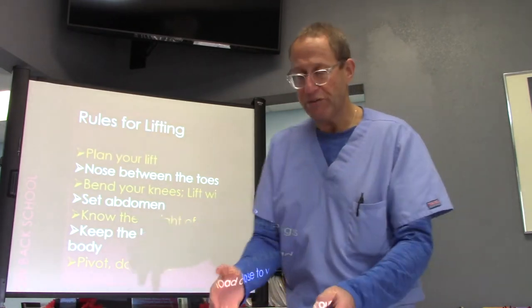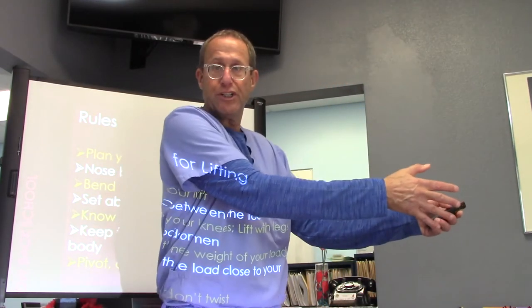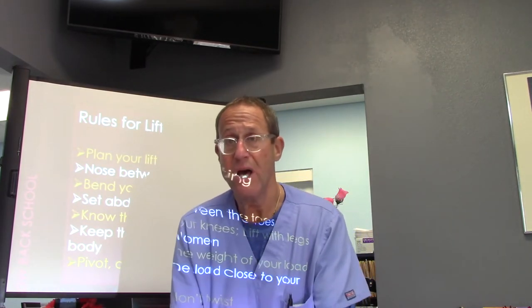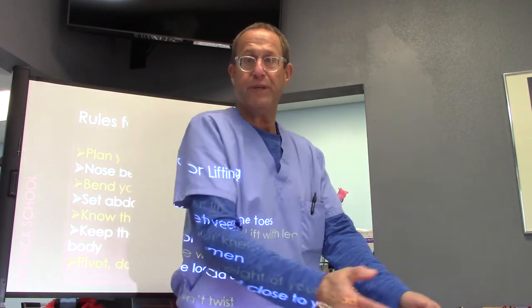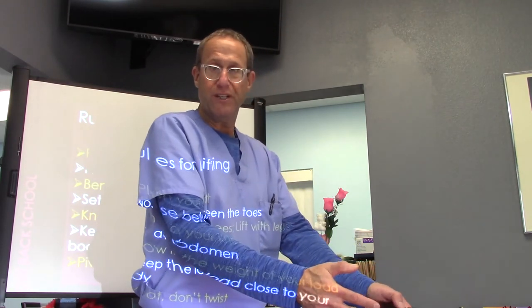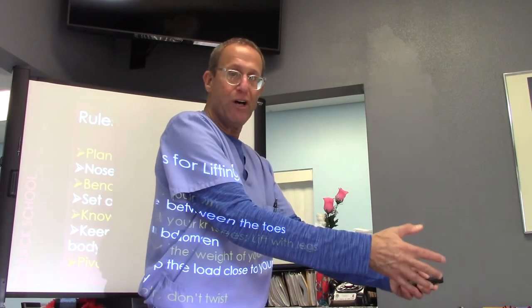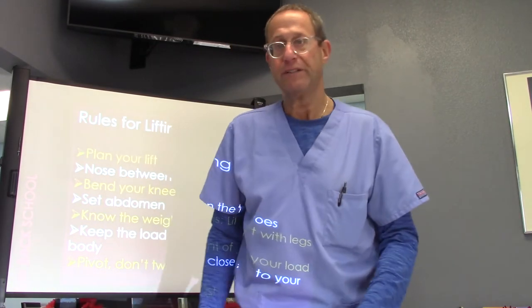Pivot, don't twist. So if I'm going to lift something over here and I'm going to put it on a shelf over here, what I'm going to do is I'm going to bend down at the knees, I'm going to lift straight up, and then I'm going to pivot. I'm pivoting, which you can't see, on the balls of my feet in order to turn and face the shelf where I'm putting the heavy object.